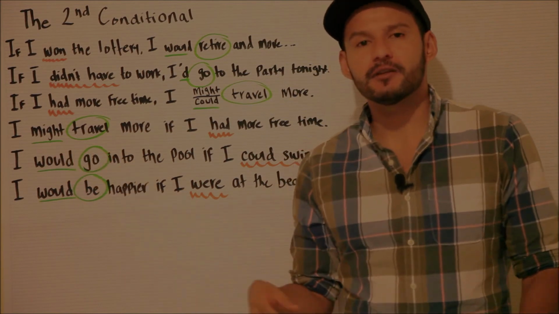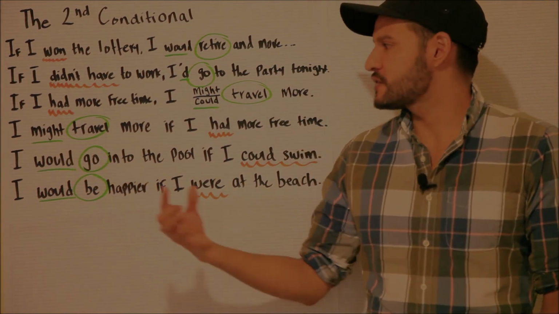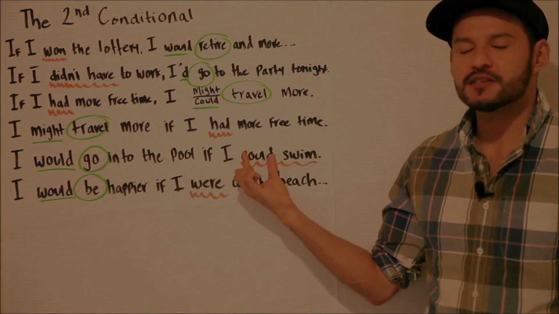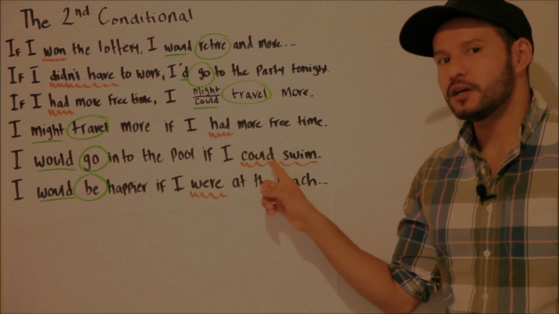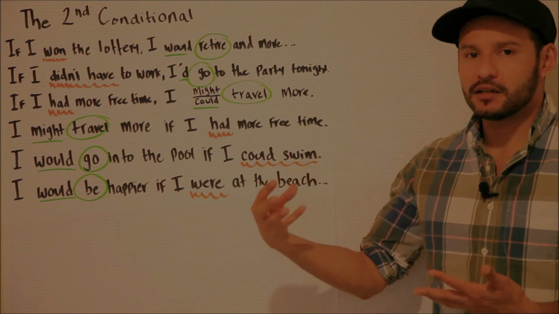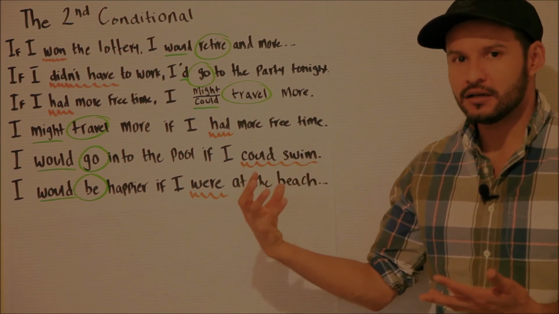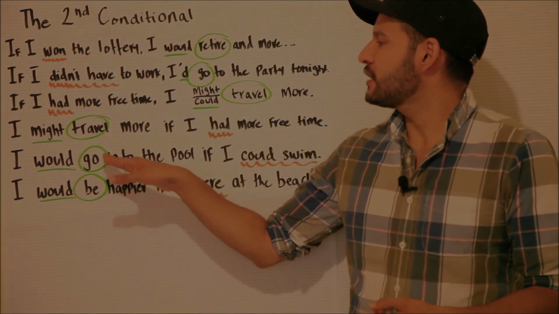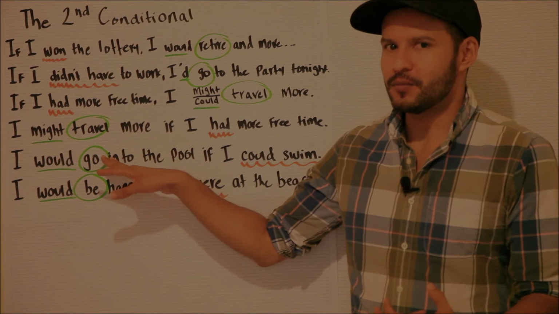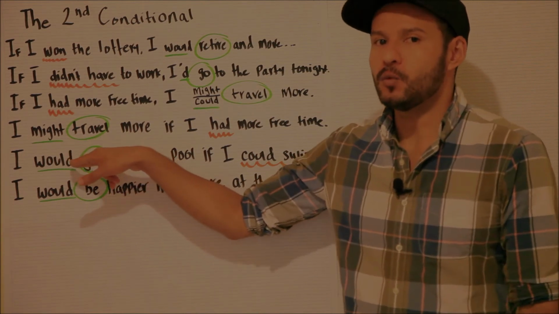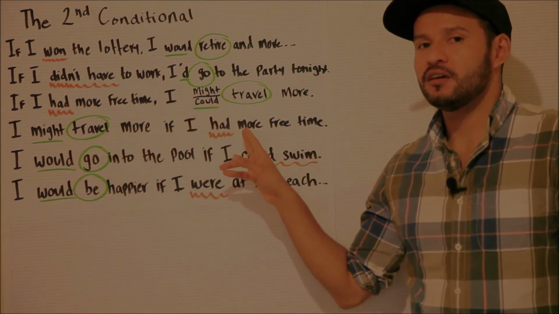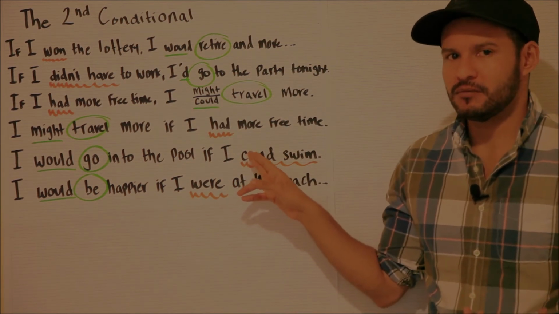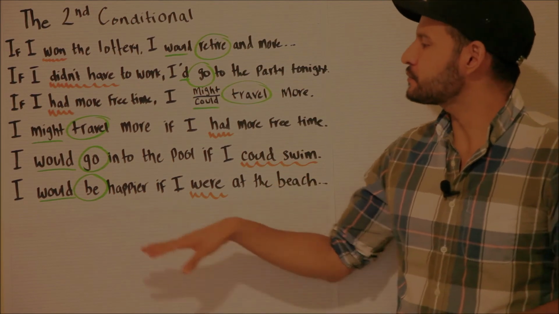So again, even though I have the result first, the result still has would and a verb in the base form, and then the condition still has a verb in the simple past. So here, could is acting like the simple past of can to express ability. And still, I'm telling you that I'm not going into the pool. I'm only imagining what I would do if my reality were different. If I could swim, in reality, I cannot.